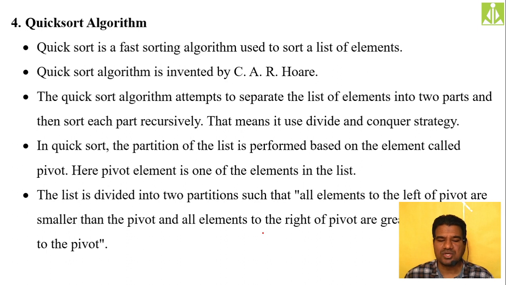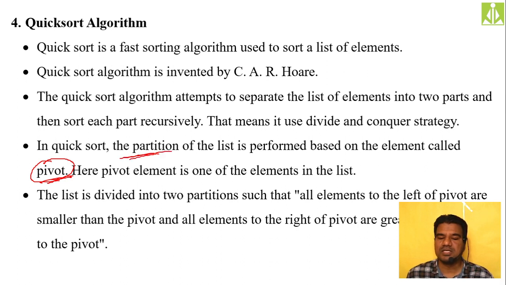In quicksort, the partition of the list is performed based on an element called the pivot. Just now I told you that we perform the partition of the list based on a special element, and we call that special element the pivot element. So based on this pivot element only, we do the partition of the list.